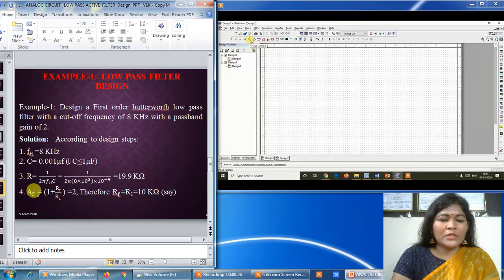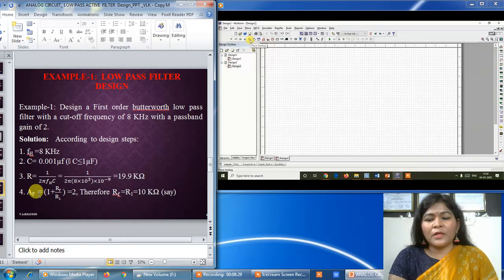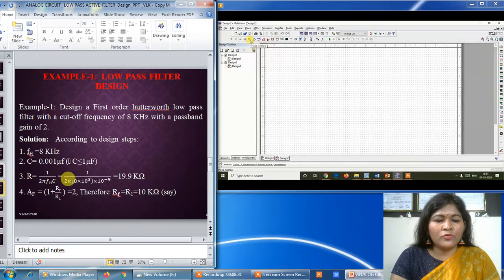And the last step is the pass band gain of the low pass filter. So here the pass band gain is given. This is equal to 2, and this pass band gain is also equal to 1 plus RF upon R1. So here RF equals R1, and we can choose the value of this resistance also if not given in the example. So here I am choosing the value RF equal to R1 equal to 10 kilo ohm.